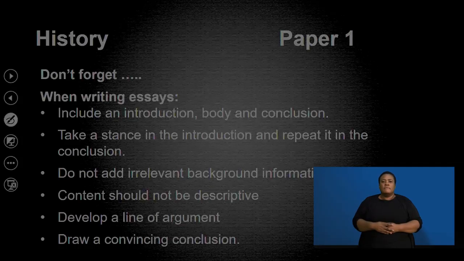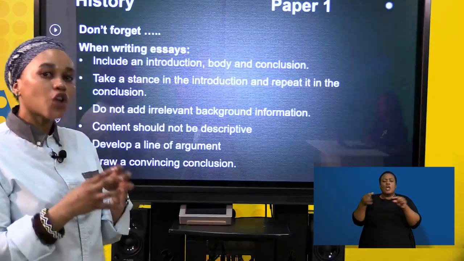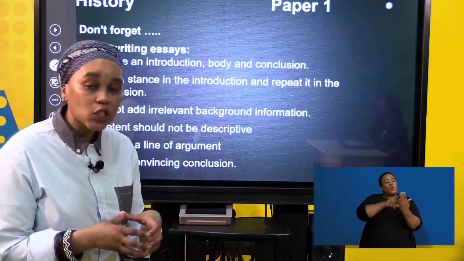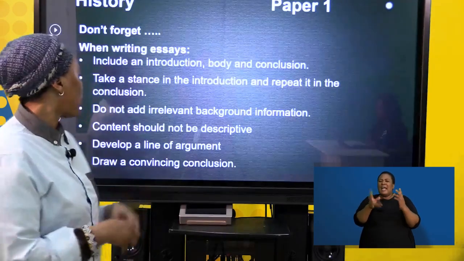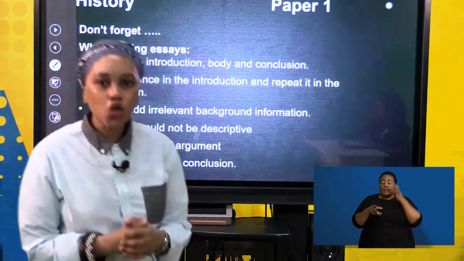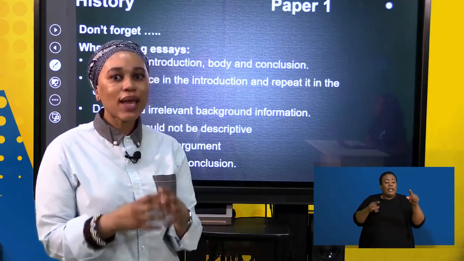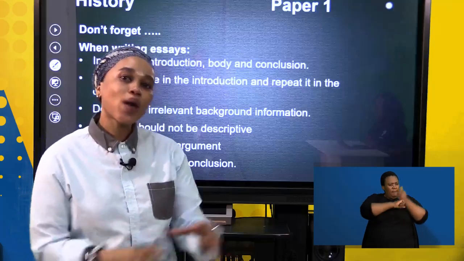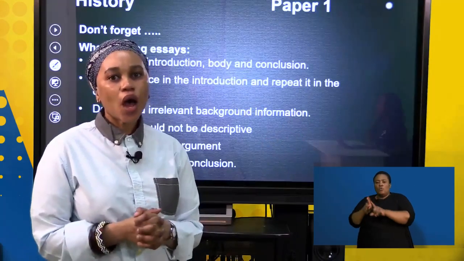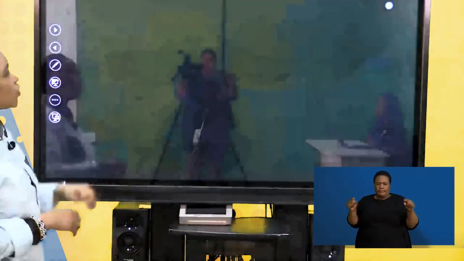Content should not be descriptive. What you are expected to do in an essay is to develop a line of argument, not just to repeat your notes or your textbook. You have to argue. And then you have to draw a convincing conclusion. Please make sure you don't change your stance in your conclusion. And it has to be in line with the way that you have argued throughout the essay. That is very important. I hope this will help you succeed in your history paper 1.